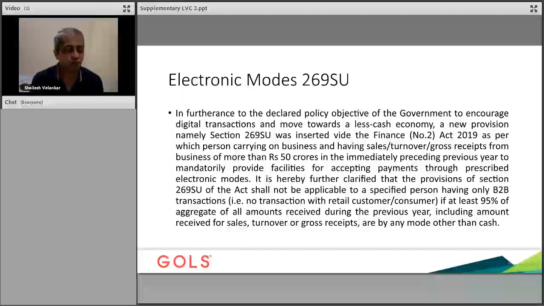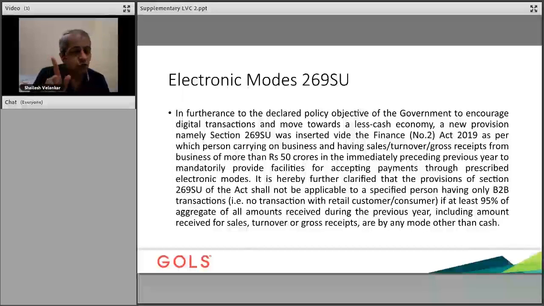So from that point of view, this section was brought about, and this section said that if any assessee is having a turnover of more than 50 crores, so big assessees, small assessees are not covered by this section. Big assessees only are covered. So if you are a very big company, a company having a turnover of more than 50 crores, then it is a huge company. Then on your counter, you have to make provision that the people should be able to pay by debit card, credit card or whatever. You have to keep those provisions over the counter.